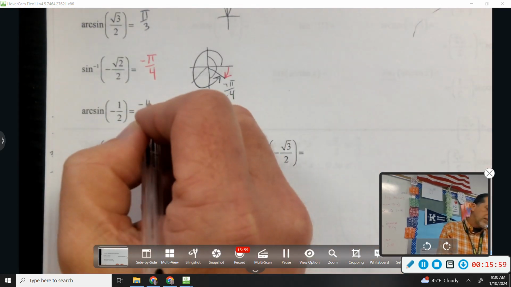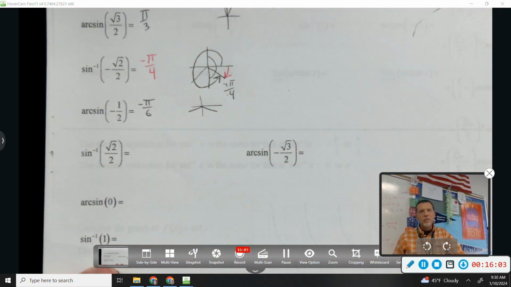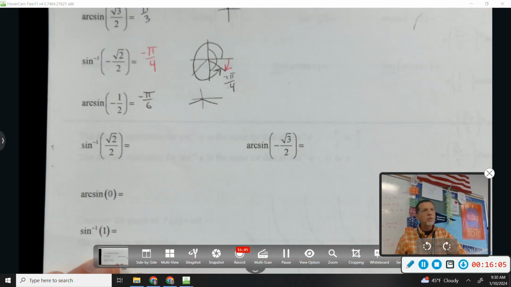Negative pi over 6. And again, sometimes you draw pictures to help you. Sometimes you know them so well that you kind of visualize it and you just give the answer. That's fine too.